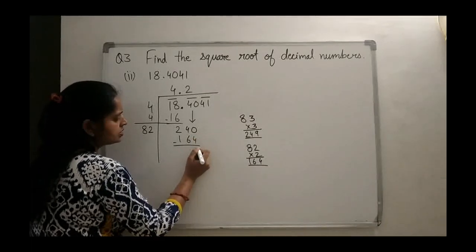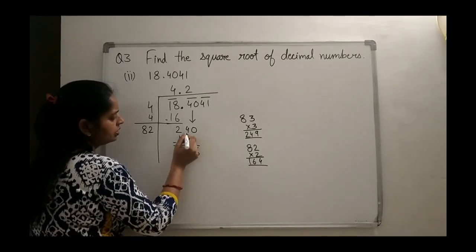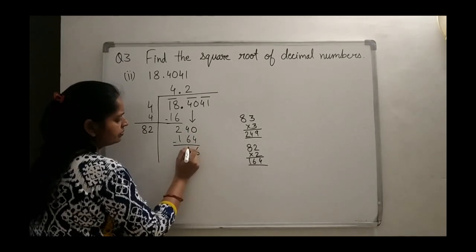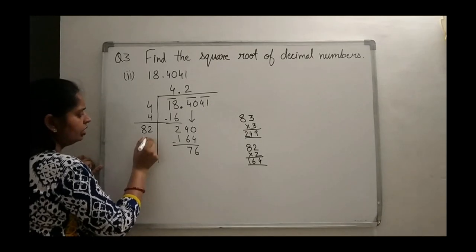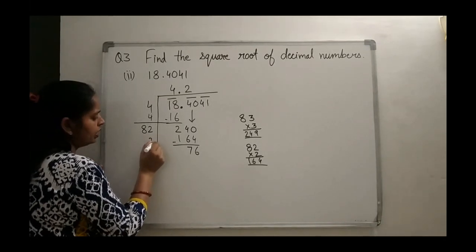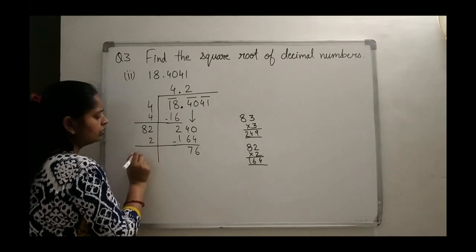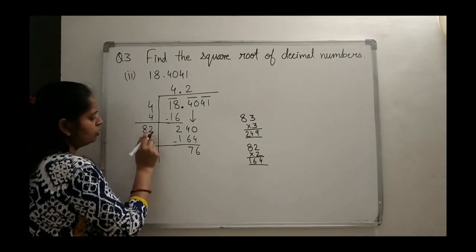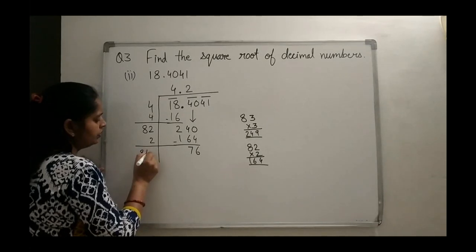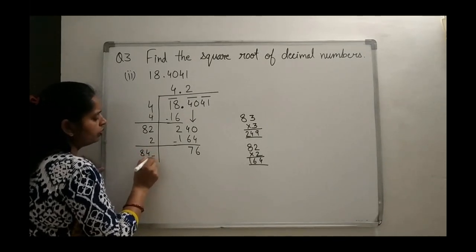Now again we have to do the subtraction. 10 minus 4 is 6. 13 minus 6 is 7. Right? And here 2 is there, so we have to add 2 here. Only the last digit we are adding. Whatever digit we are putting, that digit we have to add here. So 82 plus 2 will give you how much? 84.